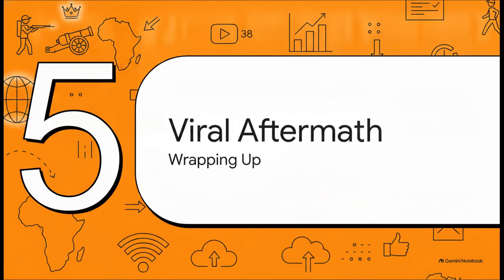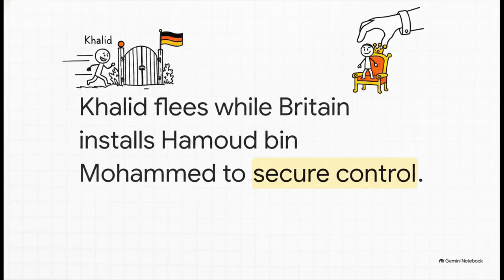Section 5. The Viral Aftermath. So to wrap up the historical timeline and connect the war's rapid conclusion back to our digital analytics, as the dust settled, Khalid bin Barghash actually managed to escape through a German consulate garden gate, finding sanctuary. With the rebellion definitively squashed, the British swiftly installed Hamoud bin Mohammed, a ruler fully compliant with their interests, solidifying their strategic control over Zanzibar all the way until 1963.